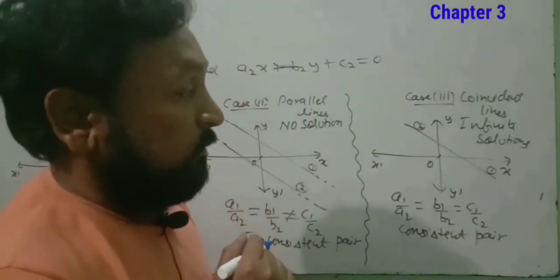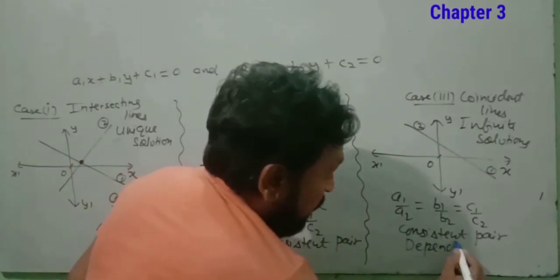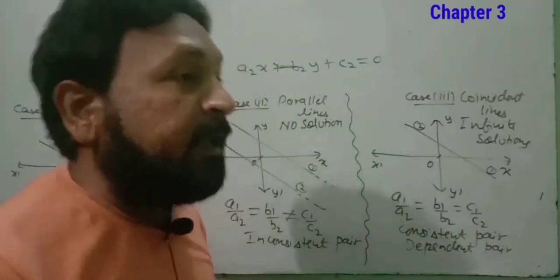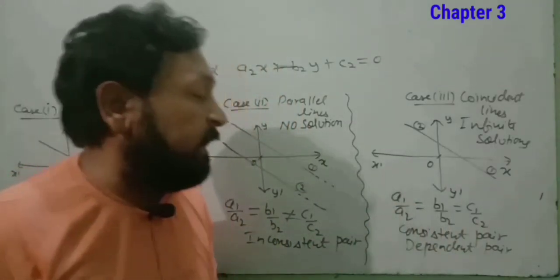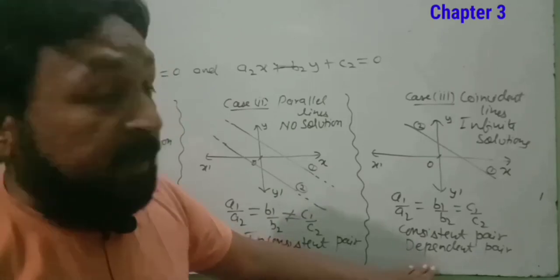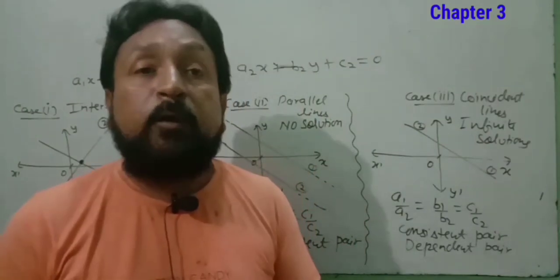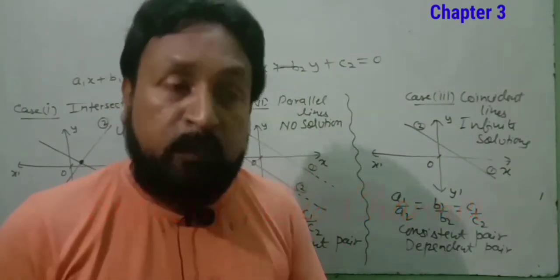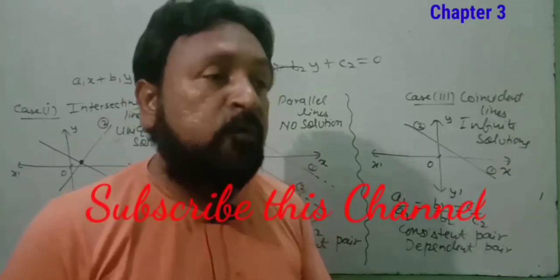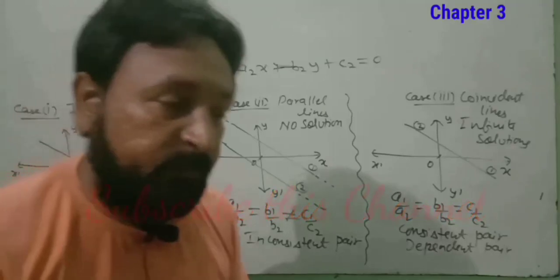One more thing, we also call them a dependent pair. Why? Because if a pair of lines has an infinite number of solutions, then we say that pair is a dependent pair. Okay, so this was the basic concept related to exercise 3.1. In our next video we will try to understand the exercise. So just read the first chapter and watch this video in a proper way. Okay, thank you.